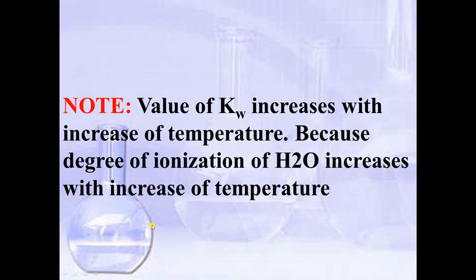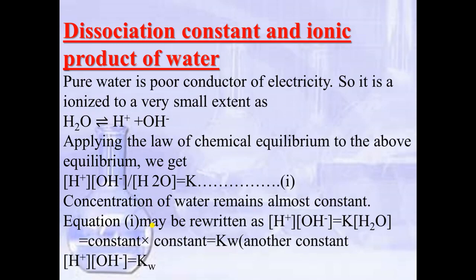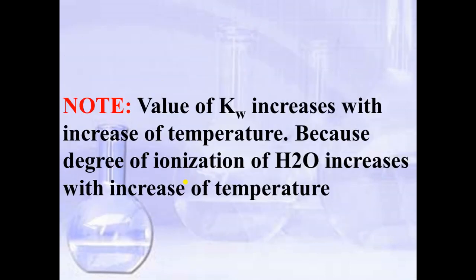Now the value of Kw increases with increase of temperature. Why? Because this is the equation of dissociation of water. When we increase temperature, the dissociation of water will increase. That means the ions in the product will increase. And if ions in the product increase, that means the concentration of product will increase. The value in the numerator will increase and the value of K will increase. So the value of K, that means the dissociation constant, increases with increase in temperature. So note down this point.